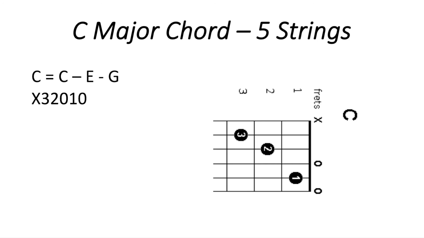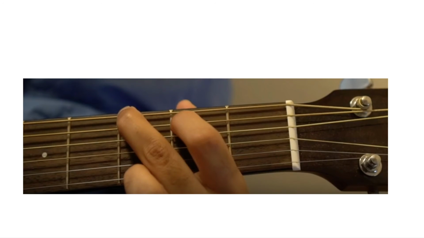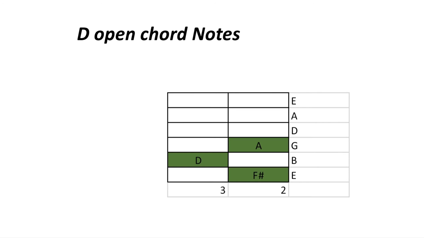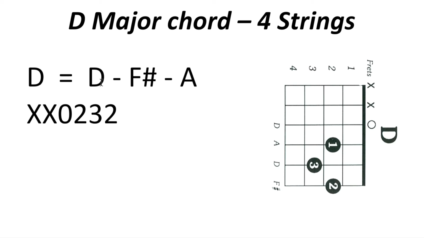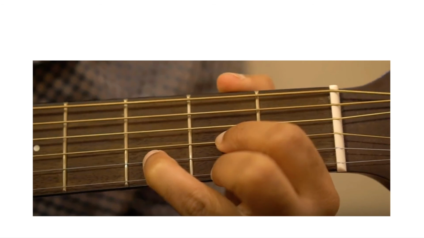But this is how you play the D major chord, and these are the notes: A, D, and F sharp. As per the 1-3-5 formula, it's D, F sharp, A, but these are the notes when you put your fingers: A, D, and F sharp, A, D, and F sharp. So this is your D chord.